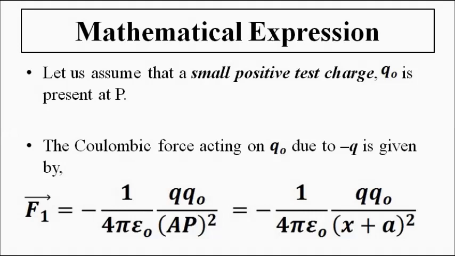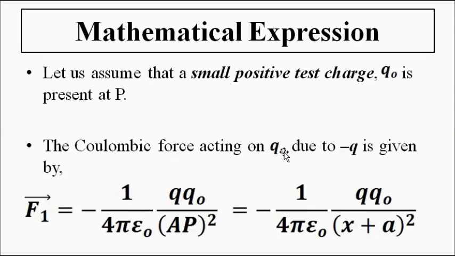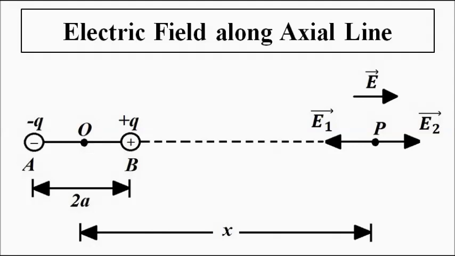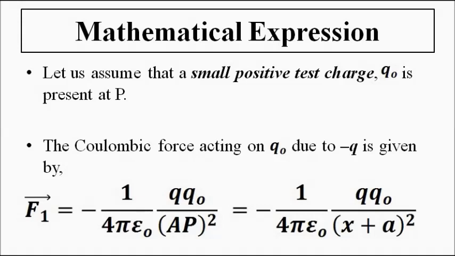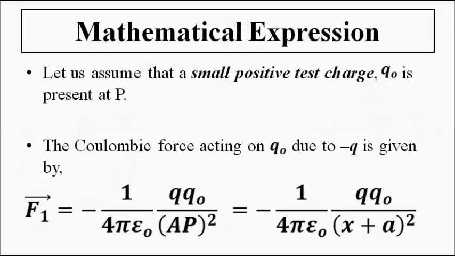Now a small positive test charge Q0 is present at P. The electric field at P is because of both the minus q charge and the plus q charge. First, the Coulombic force acting on this positive test charge due to this minus q charge will be given by F1 vector. This is Coulomb's law, which is 1 by 4 pi epsilon 0, the product of the two charges, minus q and q0, over the separation distance between minus q and the test charge present at P. I have not written it here, just assume that this positive test charge Q0 is present at P.